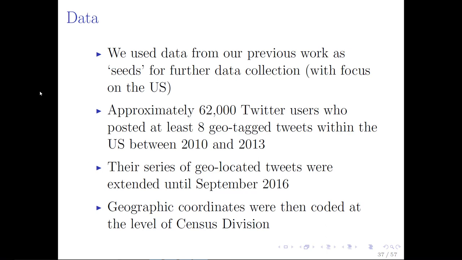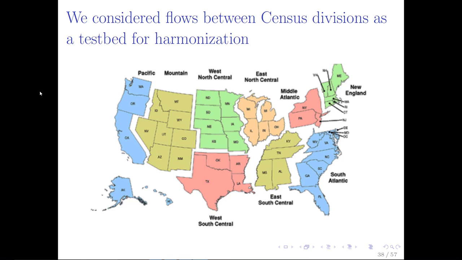So we took those geographic coordinates and then we mapped them to the 9 census divisions. And in this case, we're interested in flows rather than stocks.